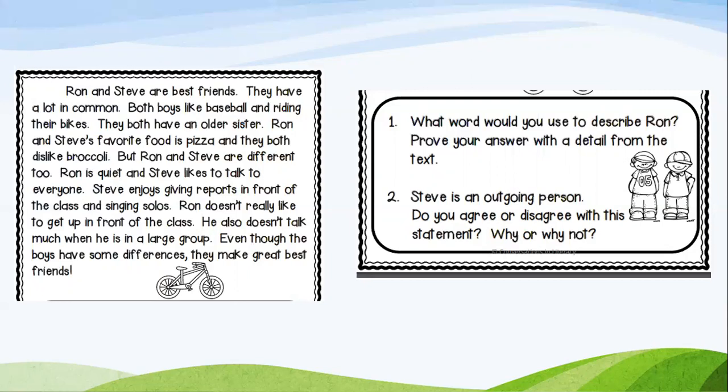And to the right, we're going to be thinking about some of these questions. What word would you use to describe Ron? So I want you to think about Ron for a minute and think about what kind of person you think he is. And then we're going to look at number 2 as well. Steve is an outgoing person. Do you agree or disagree with this statement? Why or why not? So I'm going to give you just a minute to think about those 2 questions before we go on to the next page and see what our thoughts are.